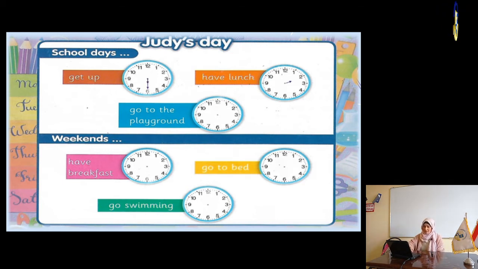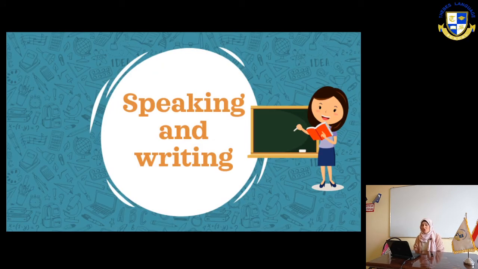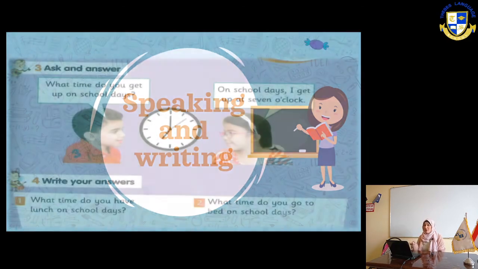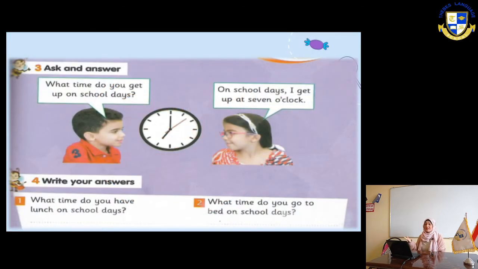Speaking and writing. In your student's book, we have exercise number 1. Number 3, ask and answer. What time do you get up on school days? What time do you wake up or get up on your school days? On school days, I get up at 7 o'clock. Can you see the time which shows us 7 o'clock? Short arm on number 7 and long arm on 12 to say 7 o'clock.